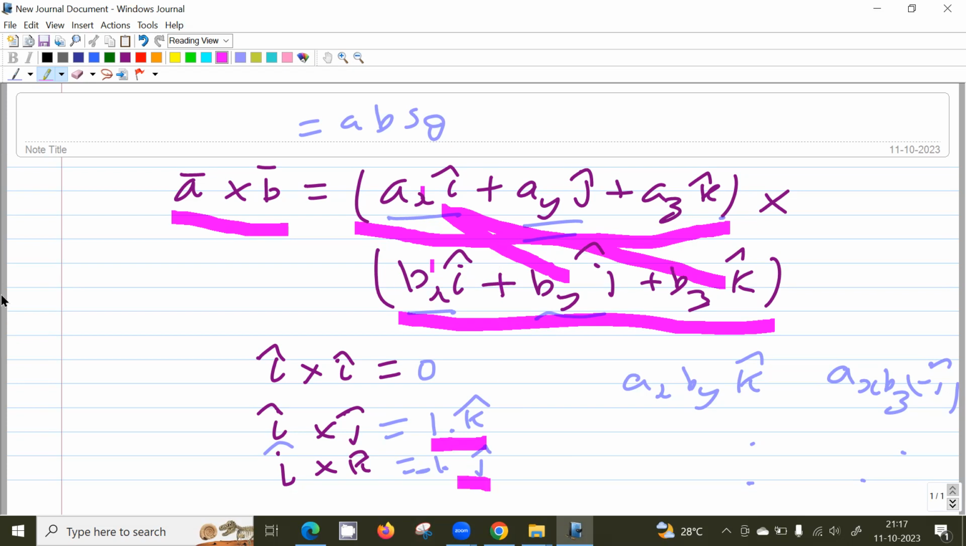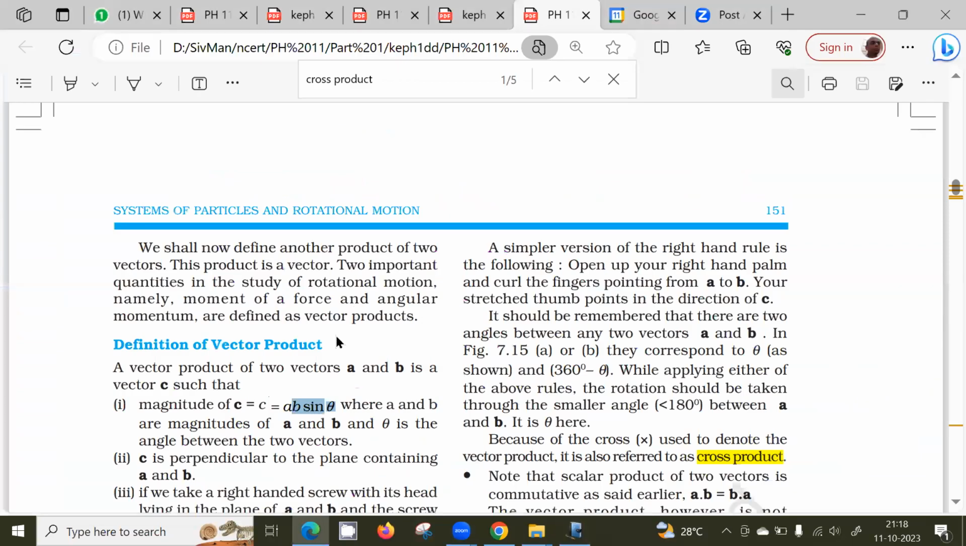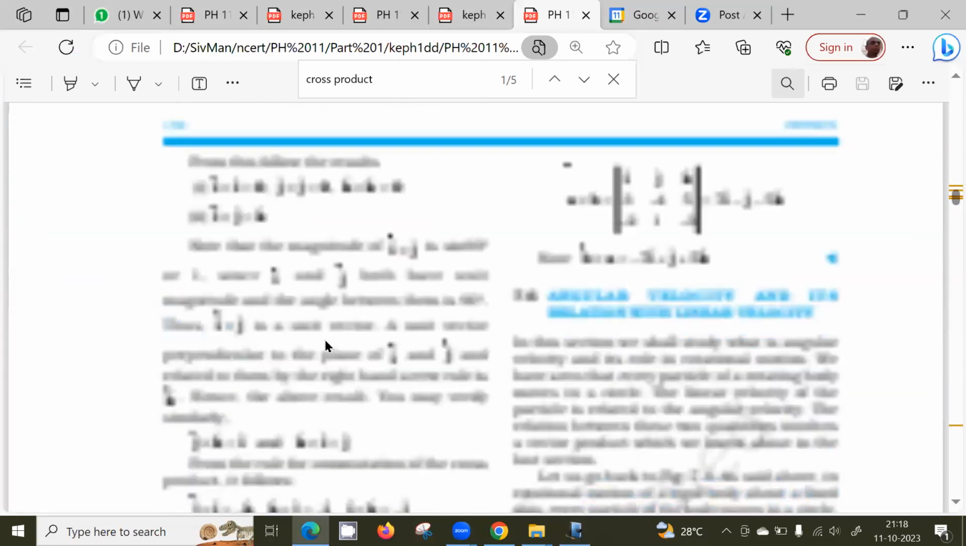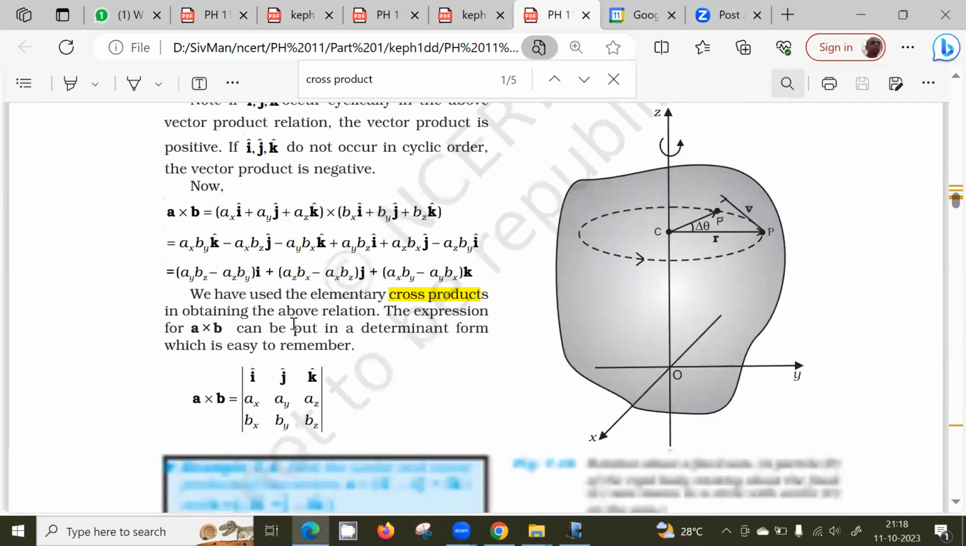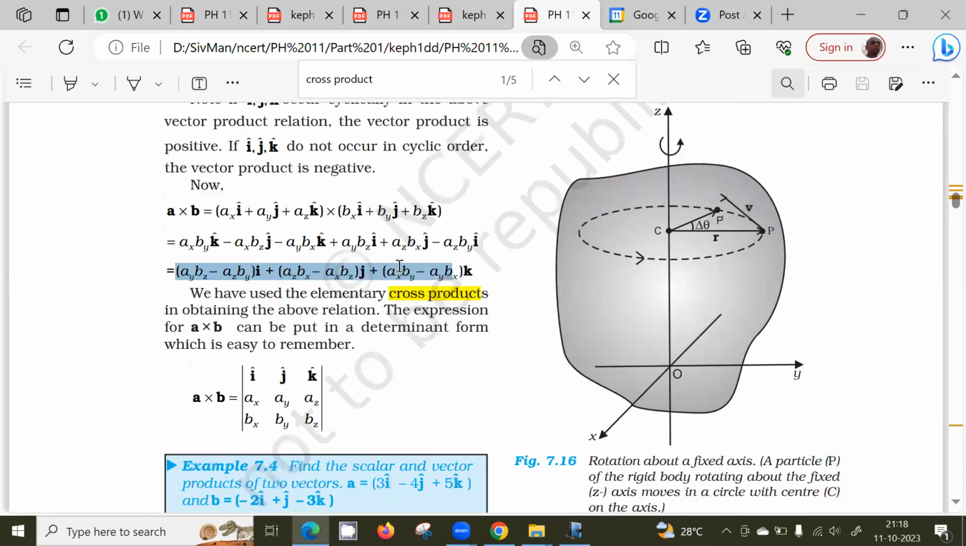So this first term multiplying these 3 will give me 2 terms. Similarly, the second term, when multiplied with I cap will give me K cap, and when multiplied with K cap will give me J cap. But J cap cross J cap will give me 0. So even the second will give me 2 terms, and the third will also give me 2 terms, so it will give me 6 terms. That's what I say, there are 6 terms, right, in this cross.